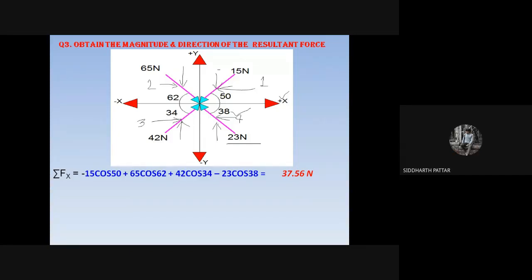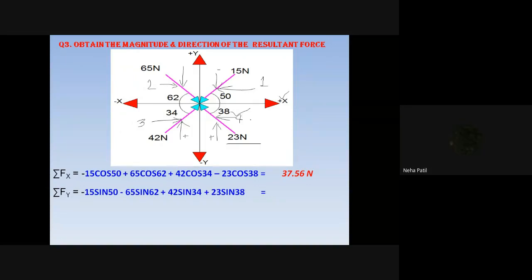Yes, sir. -15 sin 50. Okay, good. -65 sin 62. Okay. Plus 42 sin 34. Okay, good. Plus 23 sin 38, the arrow is moving up. Yes, plus 23 sin 38. Okay. Anyone has got answers? -31.23. Yes, correct. So this is fx and fy.